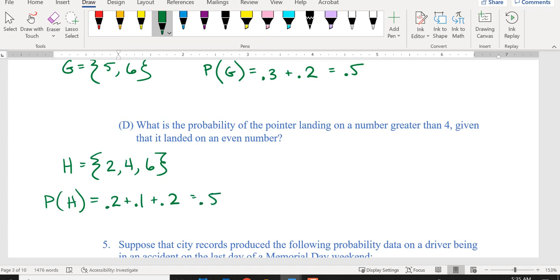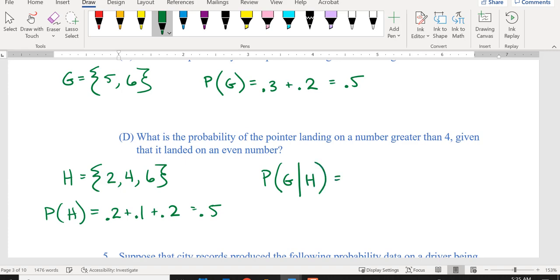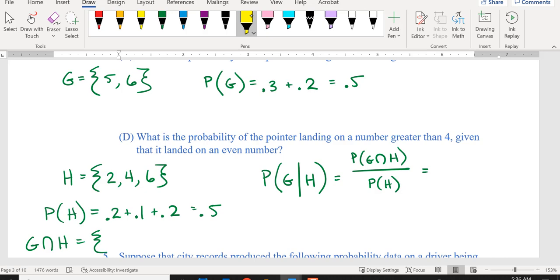What's the probability of the pointer landing on a number greater than 4, given that it landed on an even number? That's going to be the probability of G and H over the probability of H. All right, probability of G and H. We don't have that yet. What is the event G and H? It has to be in G and it has to be in H. The only one I see is the 6. So that's just the event with one outcome of 6.